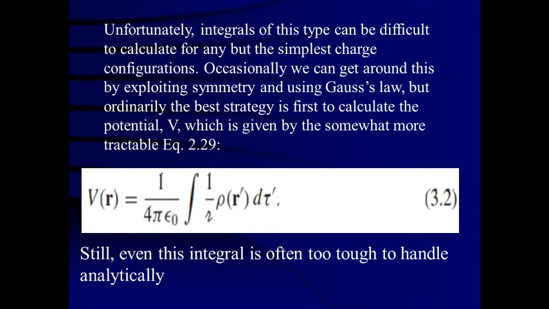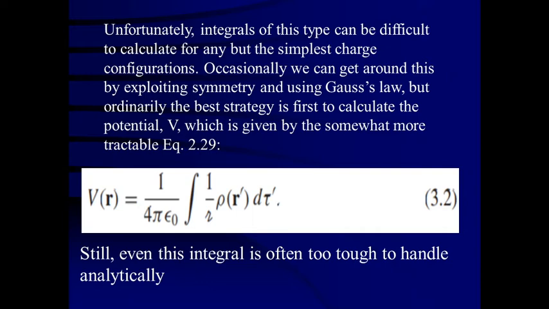Unfortunately, an integral of this type can be difficult to calculate for any but the simplest charge configuration. Occasionally, we can get around this by exploiting symmetry and using Gauss's law. But ordinarily, the best strategy is first to calculate the potential V, and from that we can derive the electric field. Because the electric field is a vector quantity, and calculation with a vector quantity is slightly difficult compared to a scalar quantity, hence first we calculate the potential, and from that we can derive the electric field.